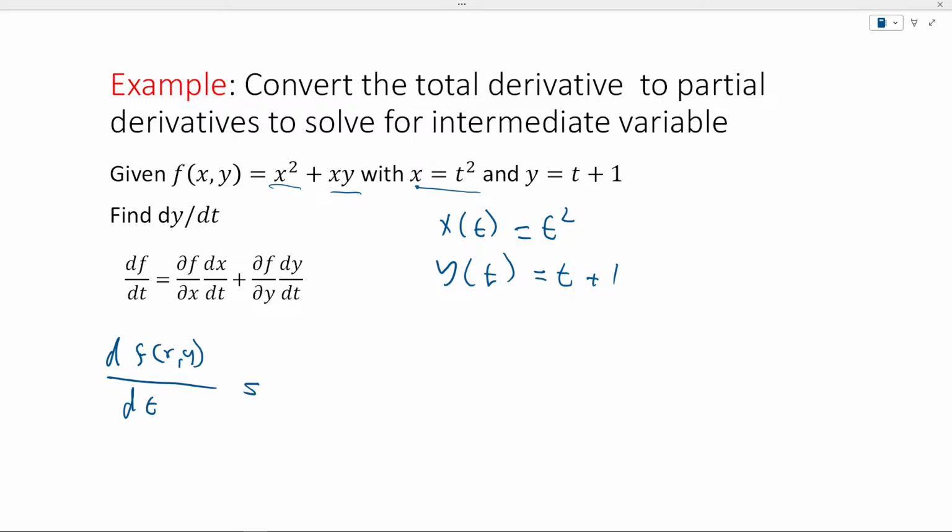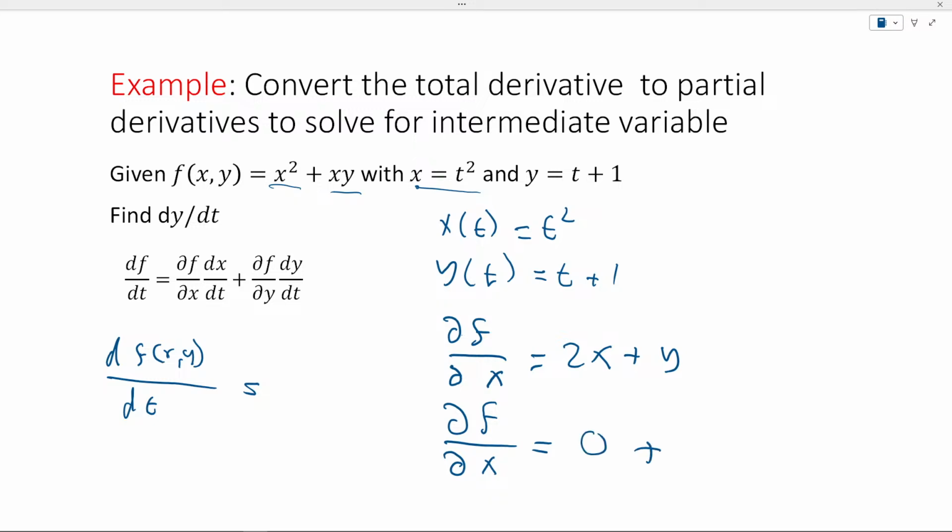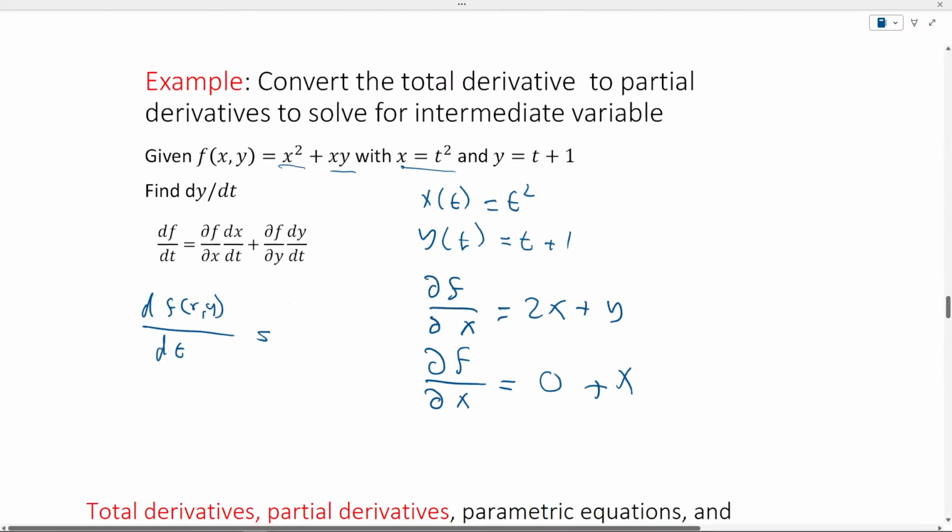You find the partial derivative of f with respect to x. This is easy. Do you remember how to do this? That would be 2x. y here is a constant, so that would be plus y. And then you find the partial f with respect to partial y. That is a constant, so that would be 0, plus y here plus x. So that's basically what you do.